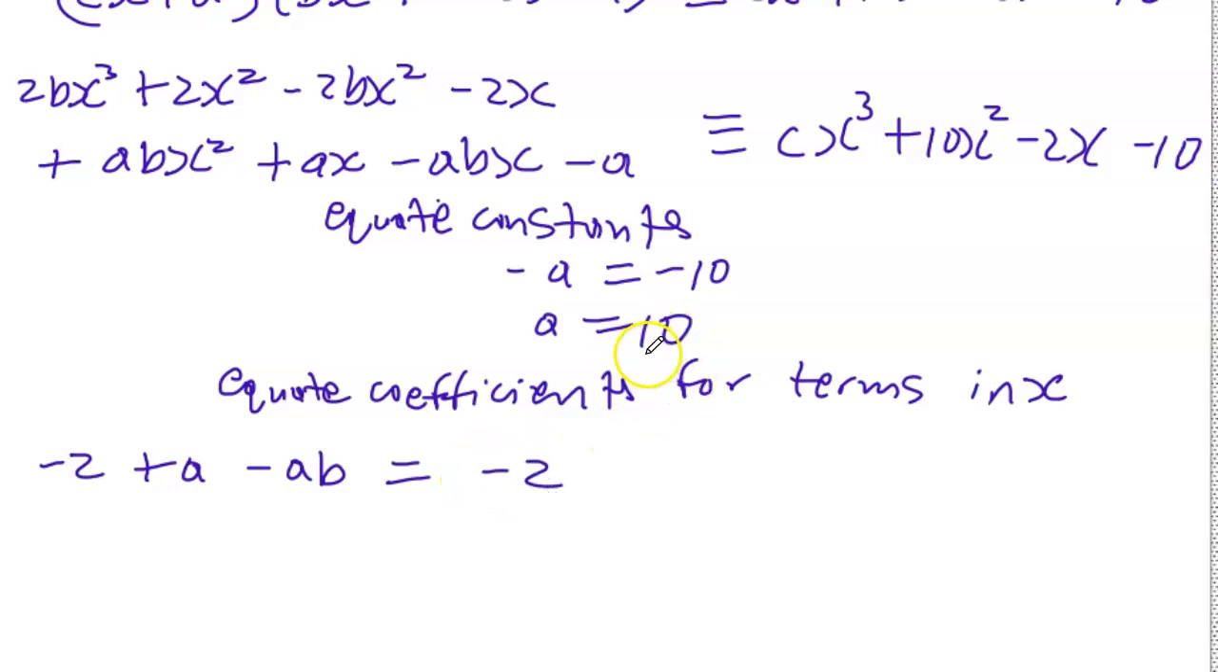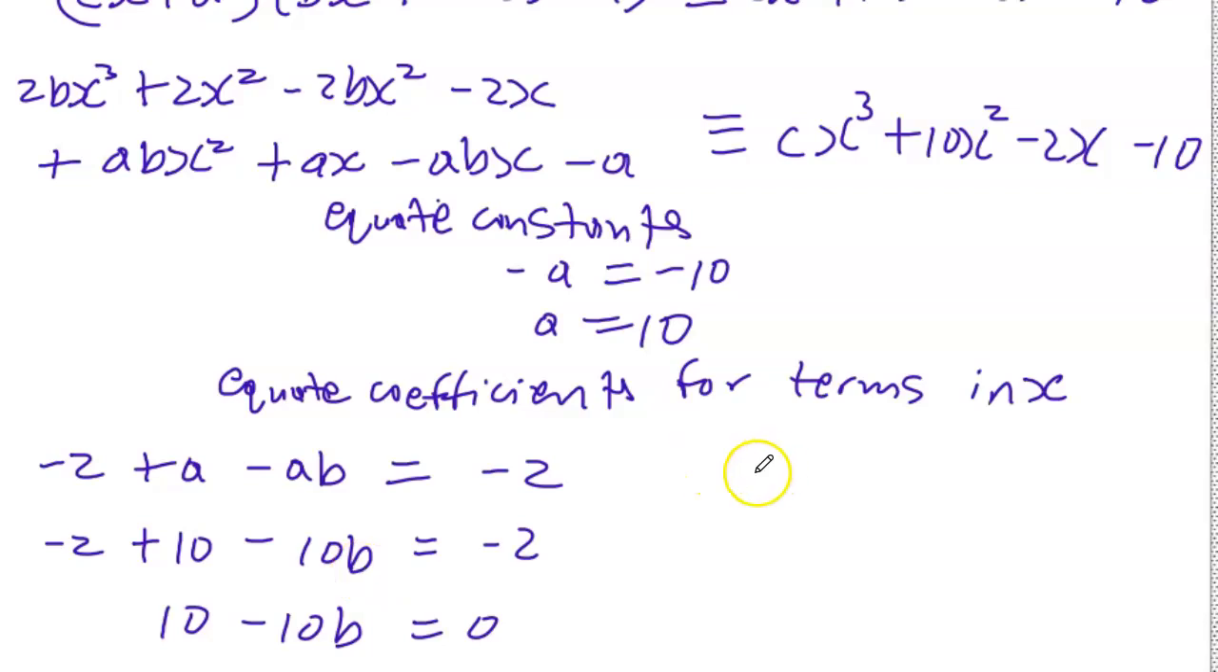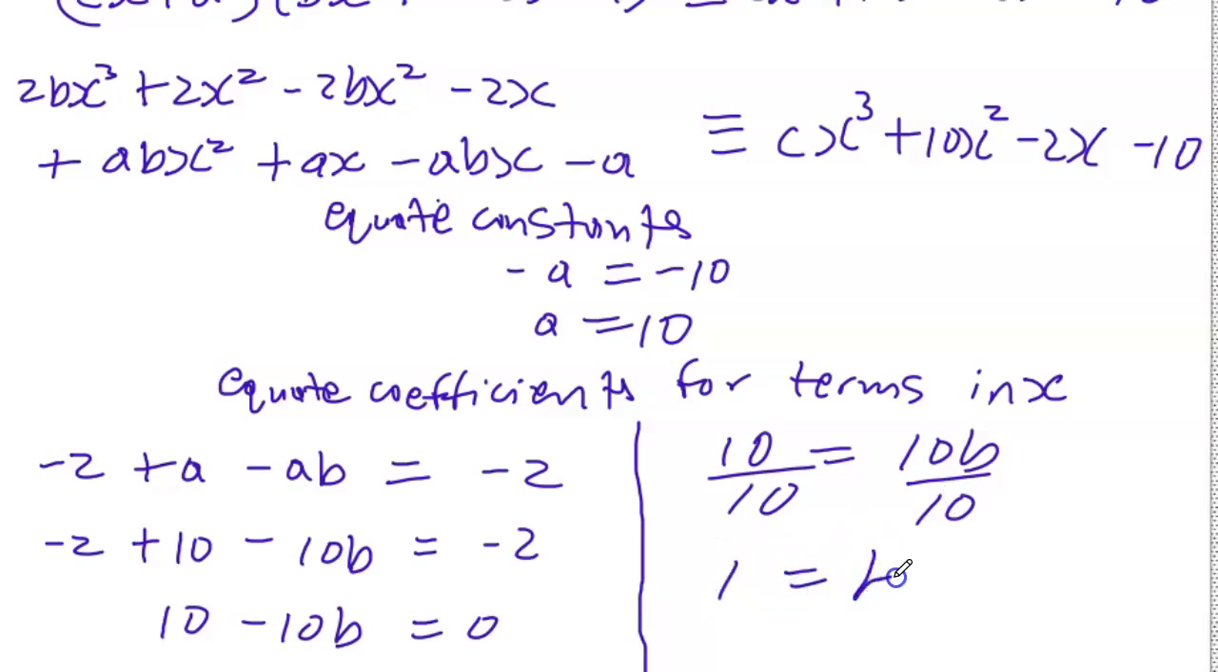Now we know the value of a is 10, so we can replace a with 10. So this is minus 2 plus 10, since the value of a is 10, minus 10b is equal to minus 2. And of course we can solve. Now, if we solve this, we can add 2 to both sides. So we'll end up with 10 minus 10b equal to 0. Which means, let me just separate that, 10 is equal to 10b. Divide both sides by 10. So b is equal to 1.